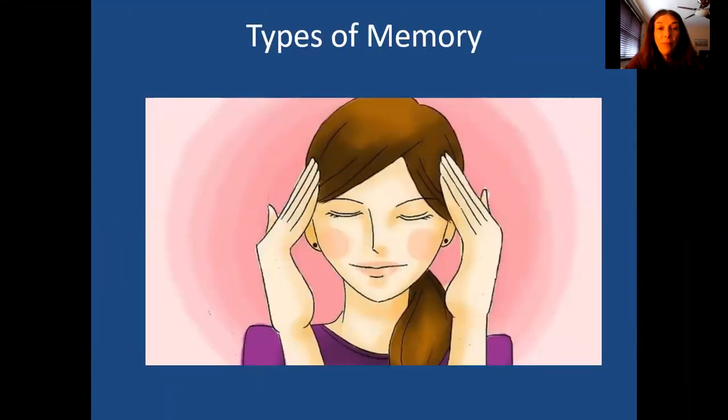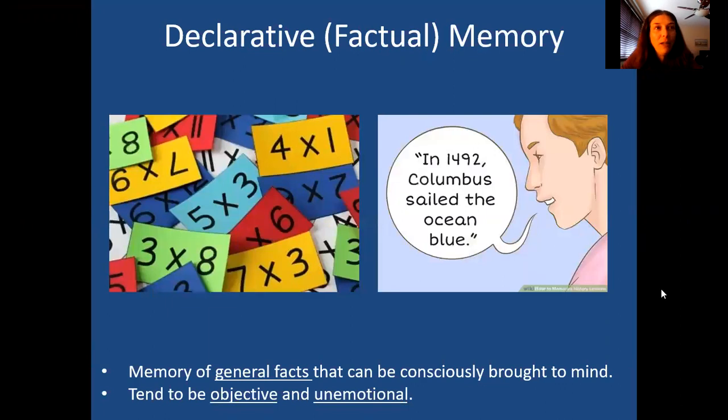Believe it or not, there are actually different types of memory. We're going to start out with memory because there's procedural memory, and that's related to procedural learning. Usually when we think about memory, we think about what they call declarative memory, when we can remember facts. When you say, what's 4 times 1 or what's 5 times 3, it's a fact that you remembered. Or if you learned something in a history class, such as in 1492, Columbus sailed the ocean blue, it's a fact that we were taught and that we remember.